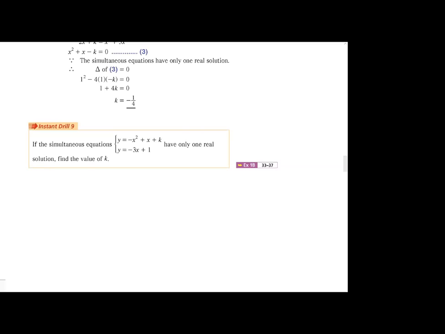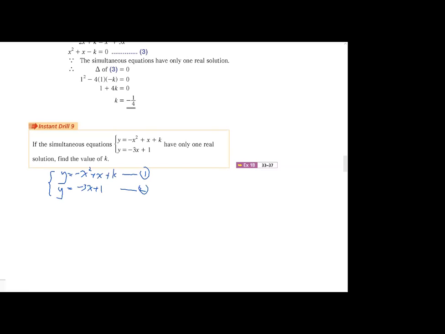Okay, let's check the answers. I think this one is actually simple. So we have simultaneous equations. y equals negative x squared plus x plus k. Label this to be equation 1. y equals negative 3x plus 1. Label this to be equation 2.